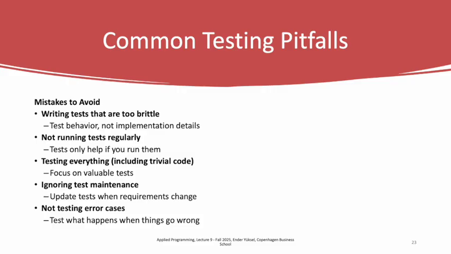Example: testing that your order processing works with valid orders, but not testing what happens with negative prices, duplicate orders, or payment failures. The business impact is error cases are where systems fail in production. A system that works perfectly 99% of the time but crashes on edge cases still provides a poor user experience.